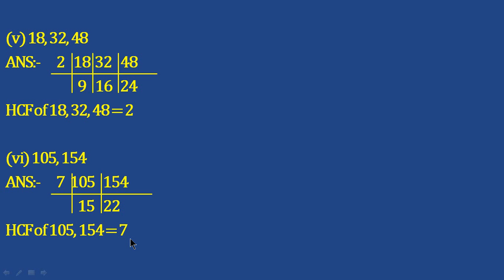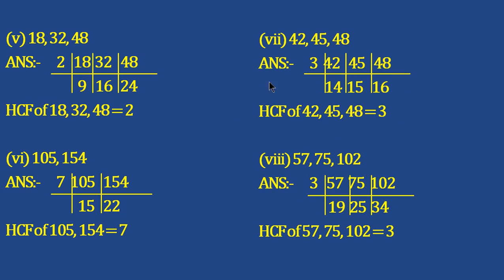Exactly like this we do the next sum, 42, 45, 48. Now here 3 is the common number, 3 14s are 42, 3 15s are 45 and 3 16s are 48. Now you can see in the next line, 14 and 16 can go in the table of 2, but it doesn't go in common with 15. So the highest common factor for all the three sets of numbers will be 3.